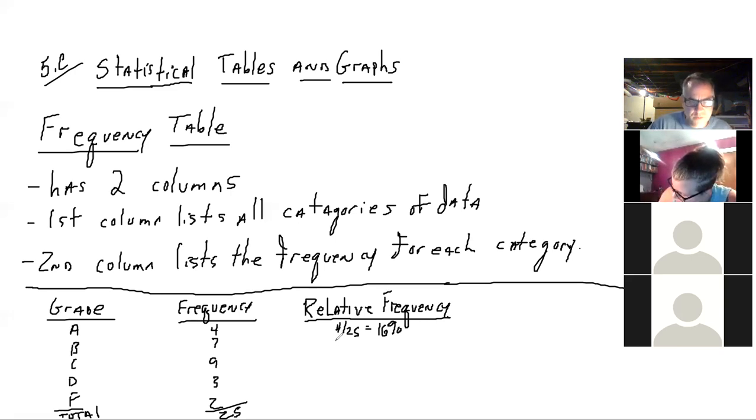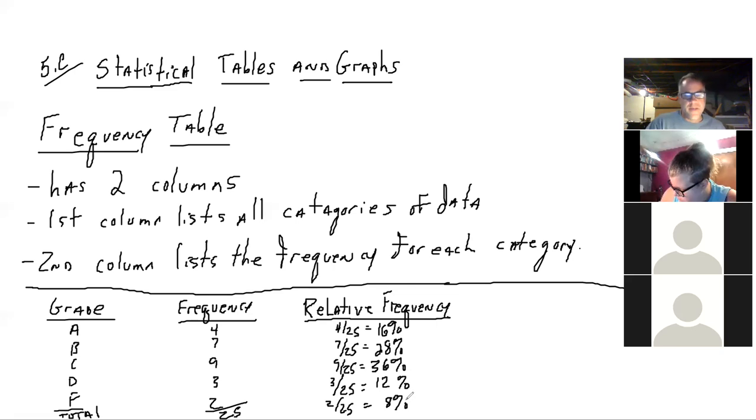And if I looked at the rest of them, this would be 7 out of 25, which would be 28%. 9 out of 25, which is 9 divided by 25 is 0.36, or 36%. 3 out of 25, which would be 12%. And 2 out of 25, which would be 8%. And this should add up to be 100%.